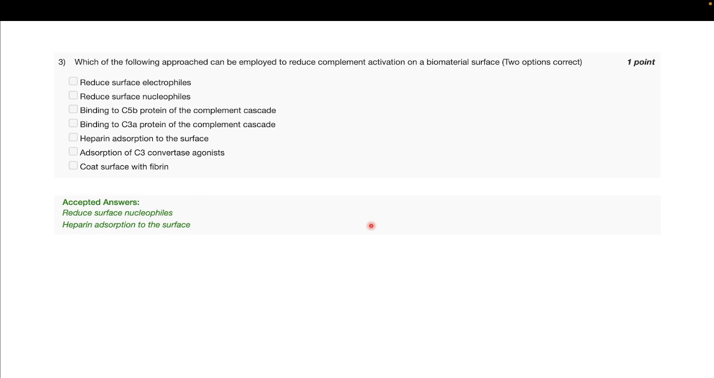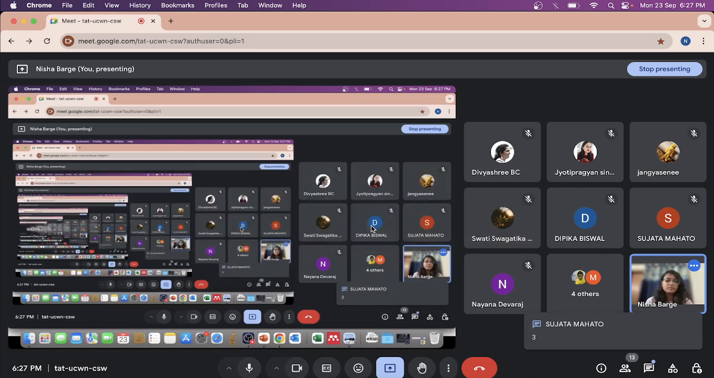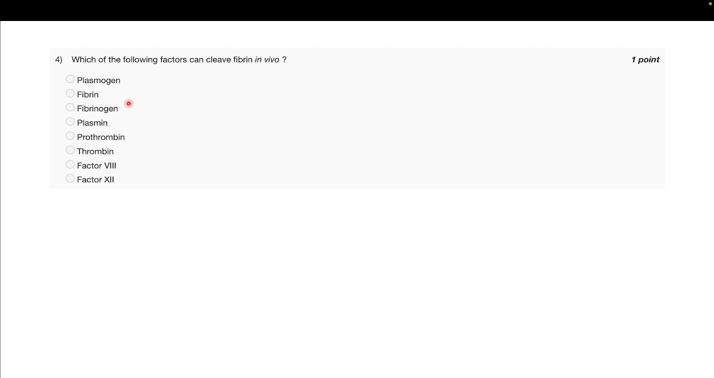Okay, I'll move on towards the fourth question then. The next question is, which of the following factors can cleave fibrin in vivo? And we have various different options here. Plasmogen. Okay, one response is plasmogen. Anybody else wants to give it a try? Okay, somebody is answering option 3 in the chats, which is fibrinogen. Okay, thanks for responding. Anybody else?